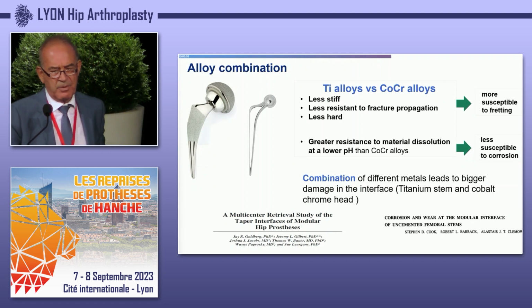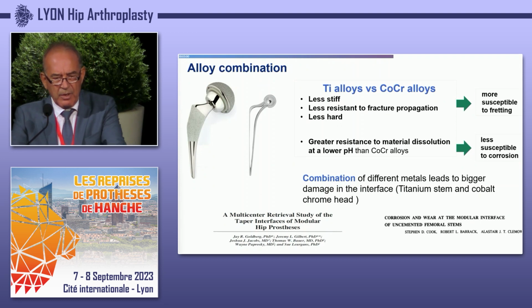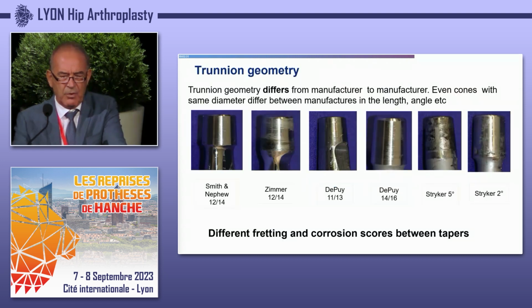Alloy combination. We know that titanium alloy is less stiff, less resistant to fracture propagation, and less hard. That means it is more susceptible to fretting, but it has greater resistance to material dissolution, as I told already, and that means less susceptible to corrosion. But many times, combining different implants or different metals leads to bigger damage in the interface, so we need to be careful on that.